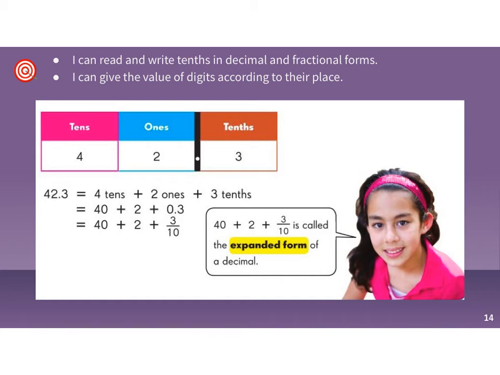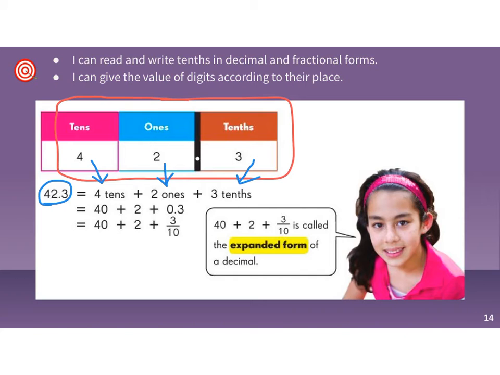So we see a place value chart here with tens, ones, and tenths. And down below, it's showing that if I've got the number 42.3, we have 4 tens, 2 ones, and 3/10 because of their places. This second row is showing the value of each of those amounts.